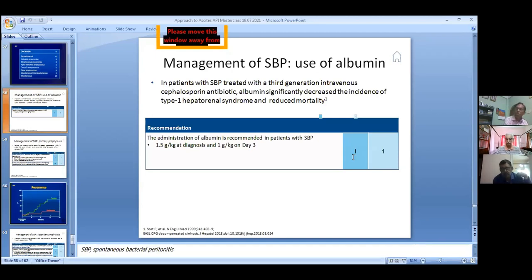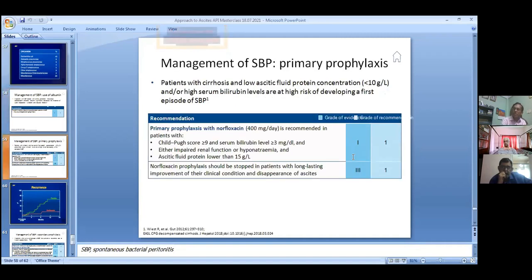That is a significant amount. On day one, when you have diagnosed SBP, you give 1.5 gram per kg of IV albumin. And on day 3, you give 1 gram per kg. That will reduce the chance of renal failure, hepatorenal syndrome. And that will reduce the mortality when you are treating a patient of spontaneous bacterial peritonitis.